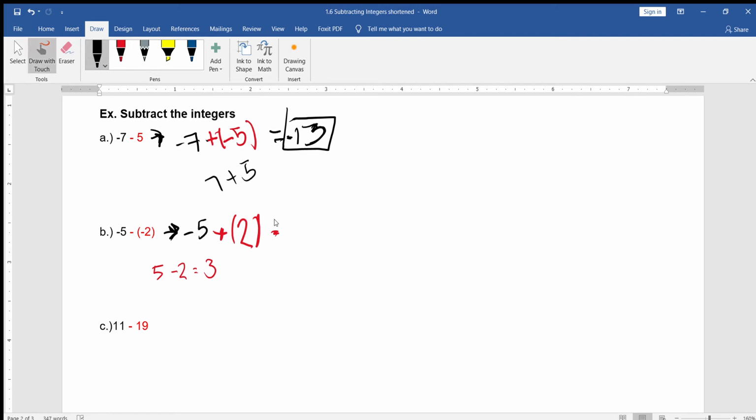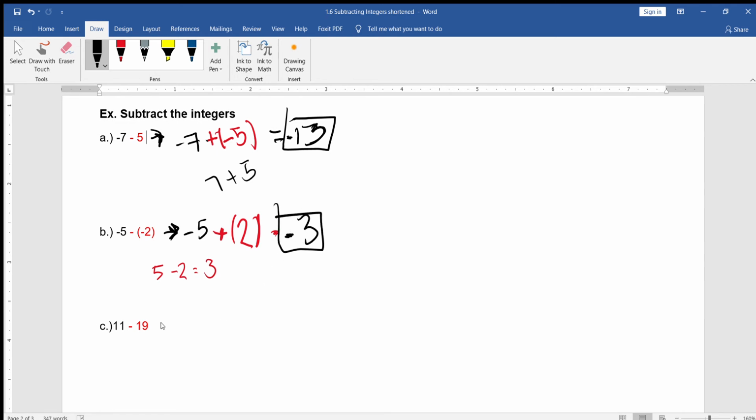And what's the answer? Just 3? No. What is the sign? Which one's larger, 5 or 2? 5. So the sign should be negative. So your answer is -3.